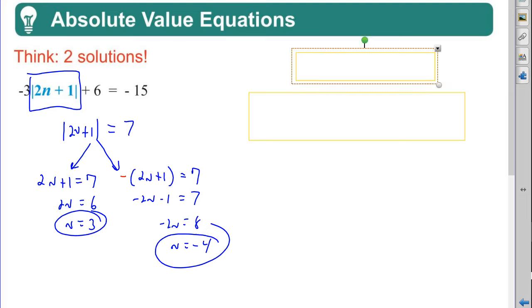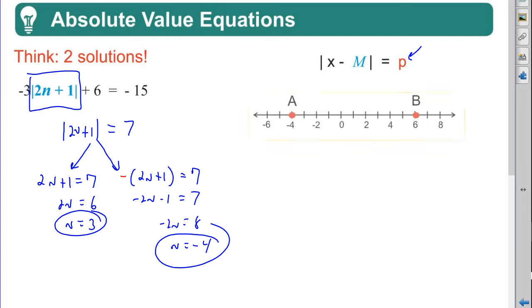Okay, let me also remind you of this format. The absolute value of x minus the midpoint equals p, and p is the distance from the midpoint to an endpoint. This is the distance from the midpoint to an endpoint. What do you mean, Mr. Scarfi? Well, let me show you.